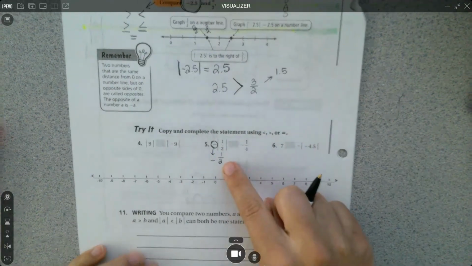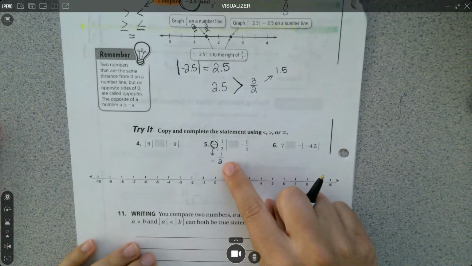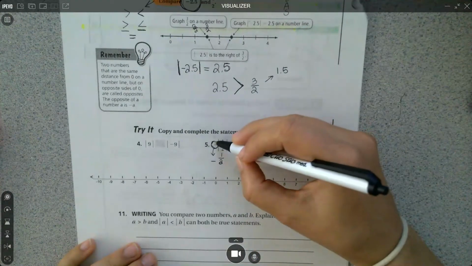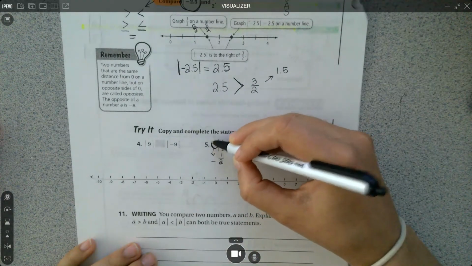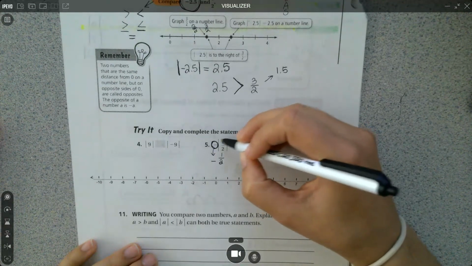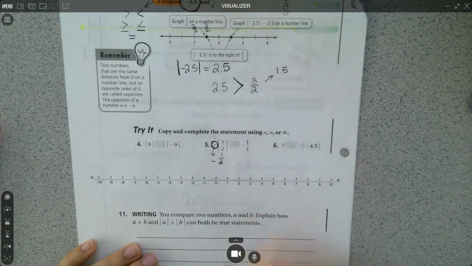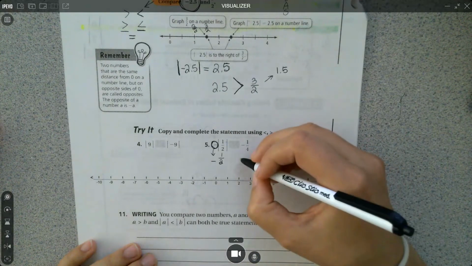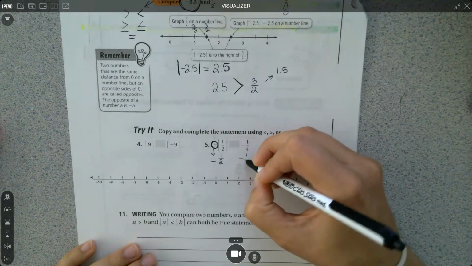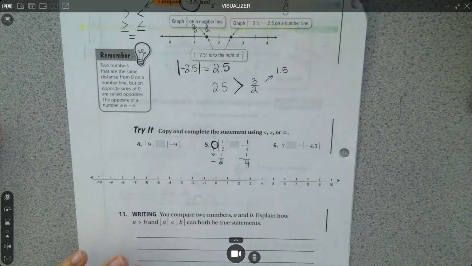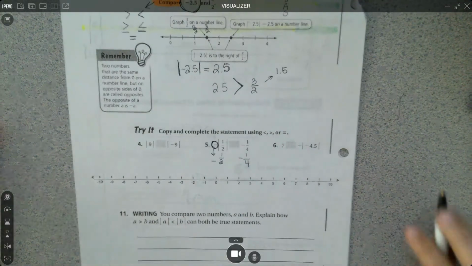So even though I said absolute value is always positive, absolute value is absolutely positive, that doesn't take into account if we have a negative outside. First, we do the absolute value, and then we do anything outside of it. So this is negative 1/2, and this is negative 1/4. And we have to decide which one is larger. And to do that, I'm going to look down here.